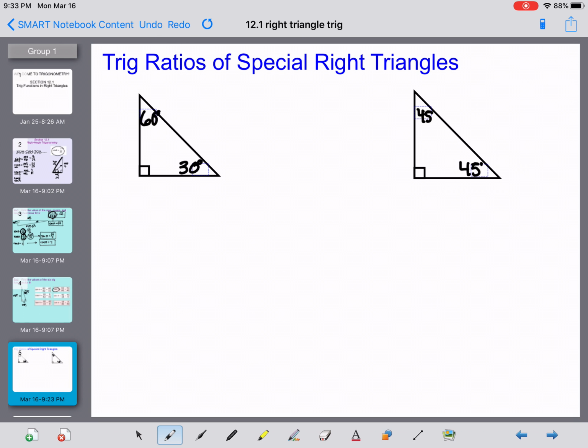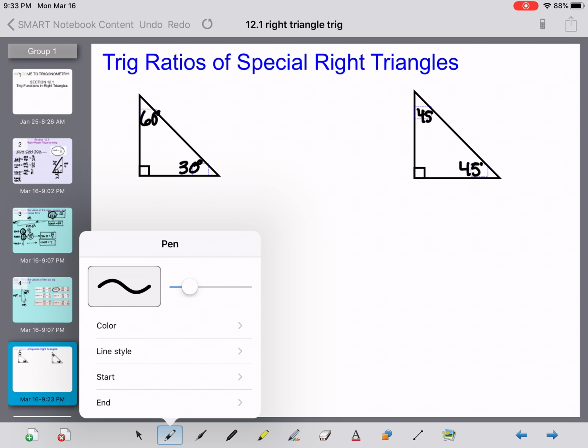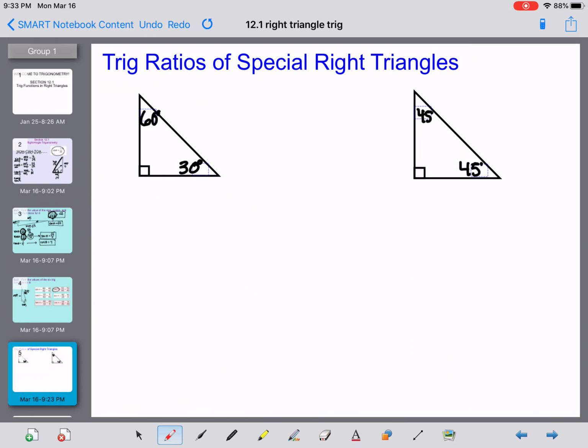So next we have trig ratios of special right triangles. You should have learned this again in geometry. If not, you're about to learn it now. So there's a ratio of the sides here, about the lengths of the sides. You may have learned it this way. So across from the 30 is x, across from the 60 is x root 3, and the hypotenuse is 2x.